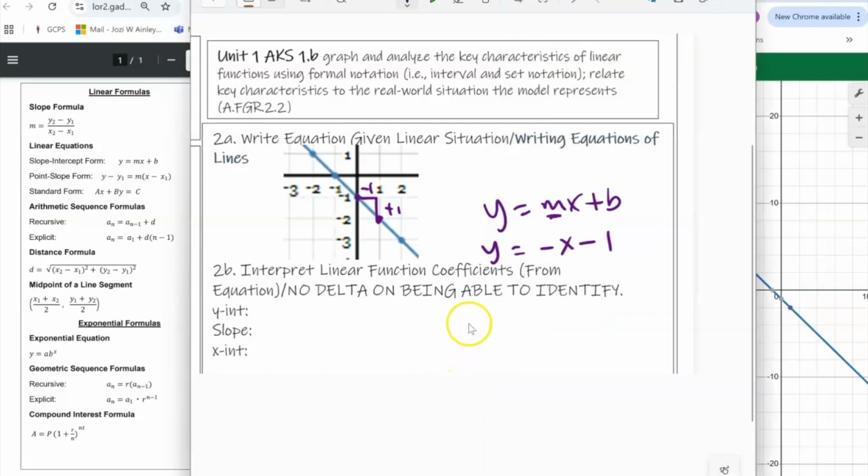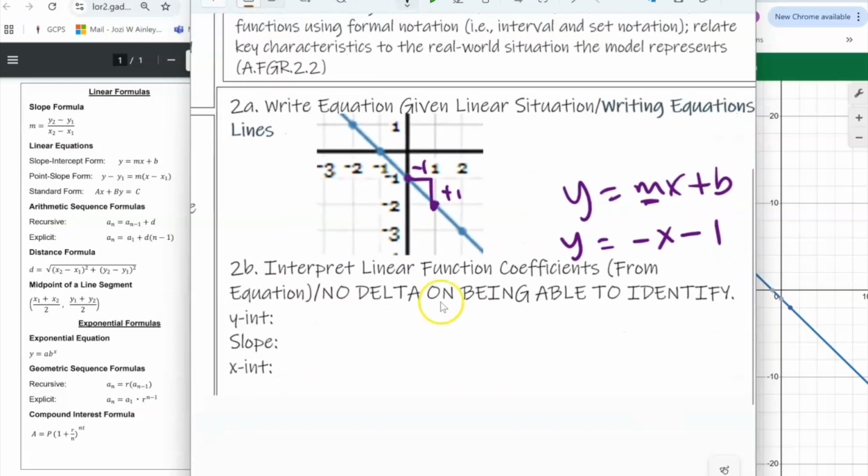All right, so in the test, you'll have a second part of the question, which will be to interpret linear functions from an equation. So there's no Delta Math on being able to identify. You just have to be able to identify what these things are. So what did I find my y-intercept to be? This is my y-intercept right here. My y-intercept was -1. What is my slope? This is my slope right here.